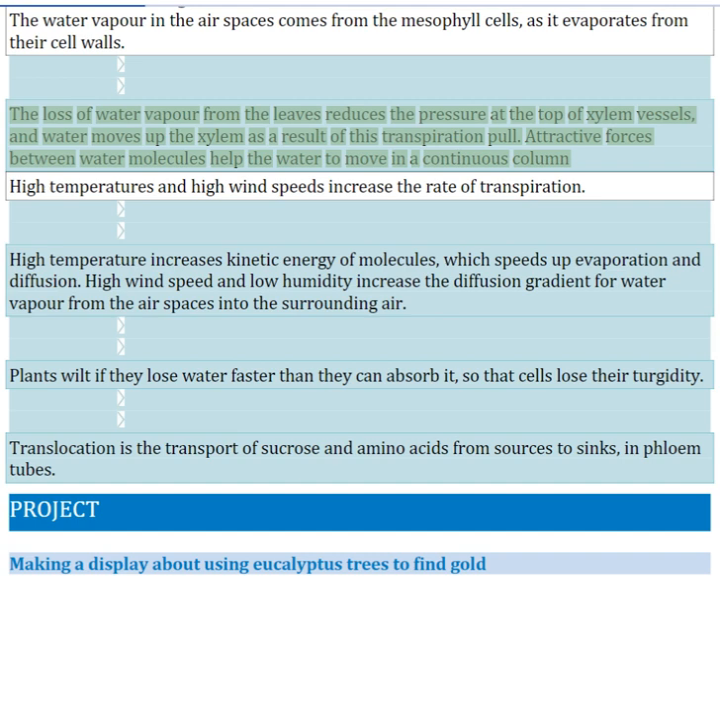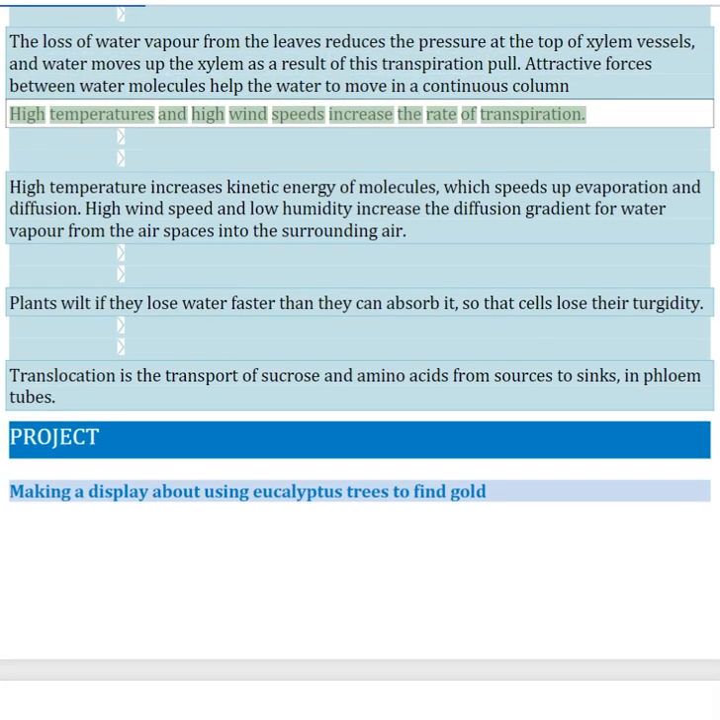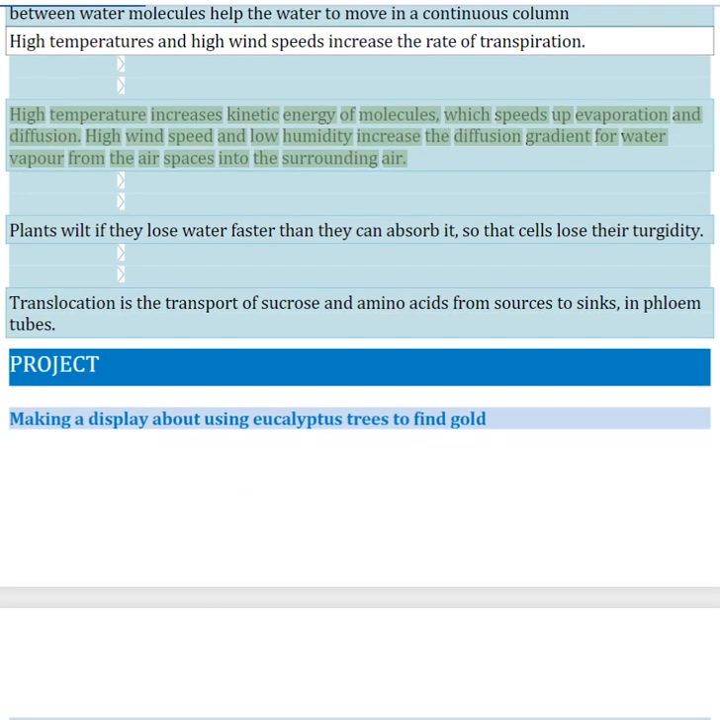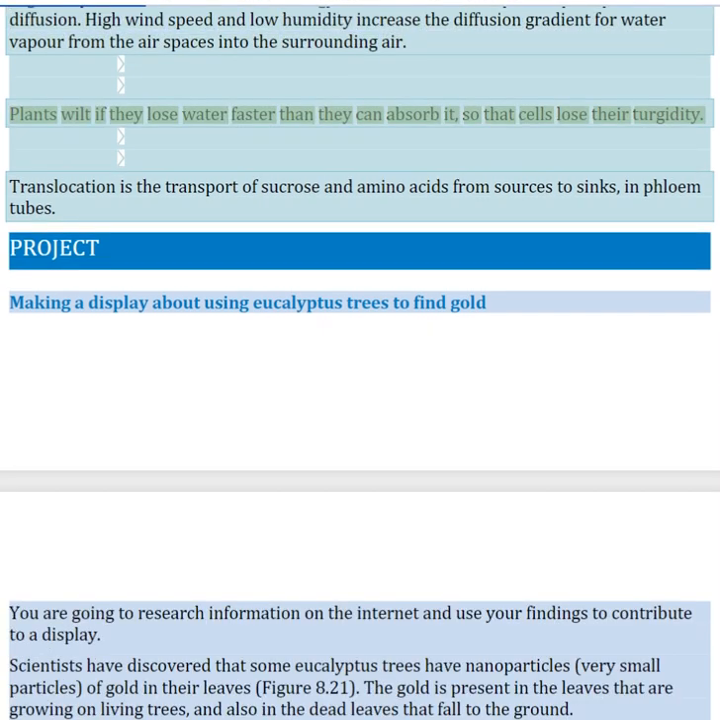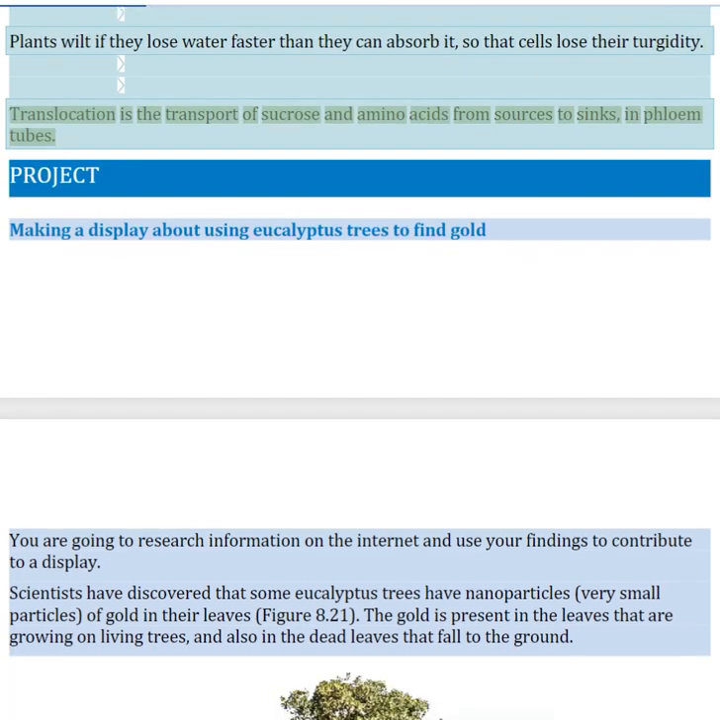Attractive forces between water molecules help the water to move in a continuous column. High temperatures and high wind speeds increase the rate of transpiration. High temperature increases the kinetic energy of molecules, which speeds up evaporation and diffusion. High wind speed and low humidity increase the diffusion gradient for water vapor from the air spaces into the surrounding air. Plants wilt if they lose water faster than they can absorb it, so that cells lose their turgidity. Translocation is the transport of sucrose and amino acids from sources to sinks, in phloem tubes.